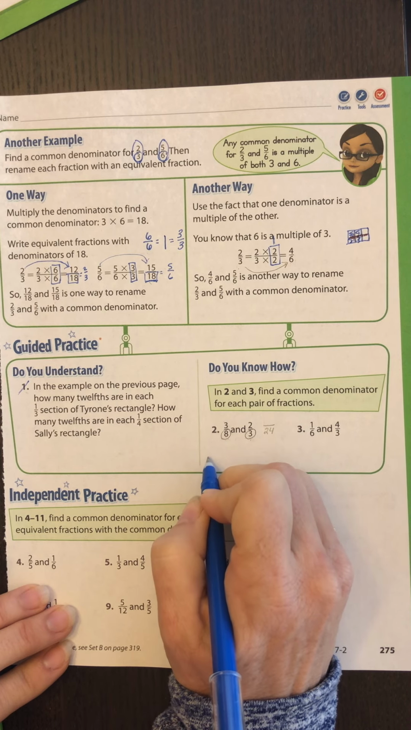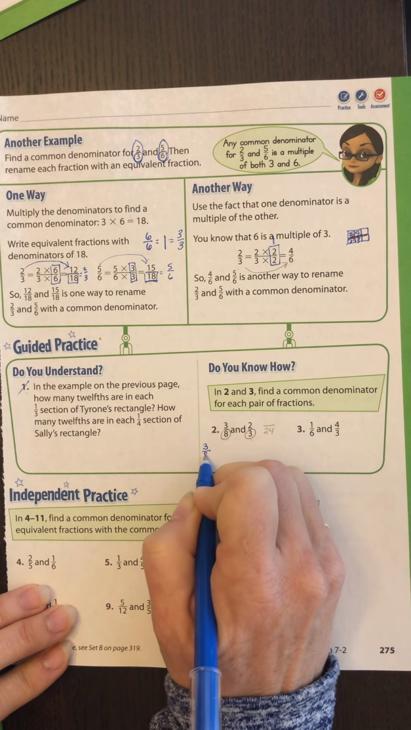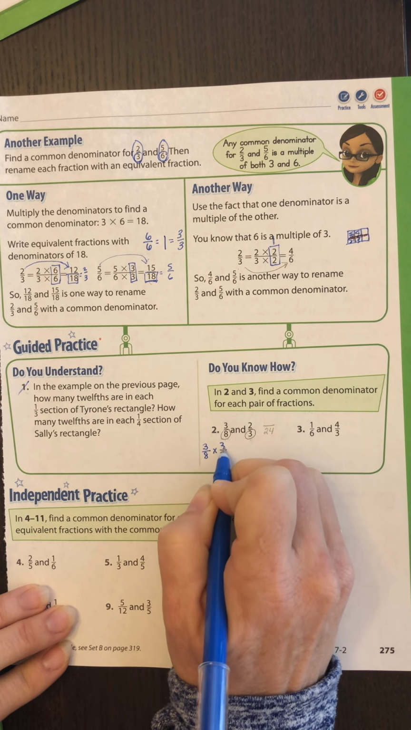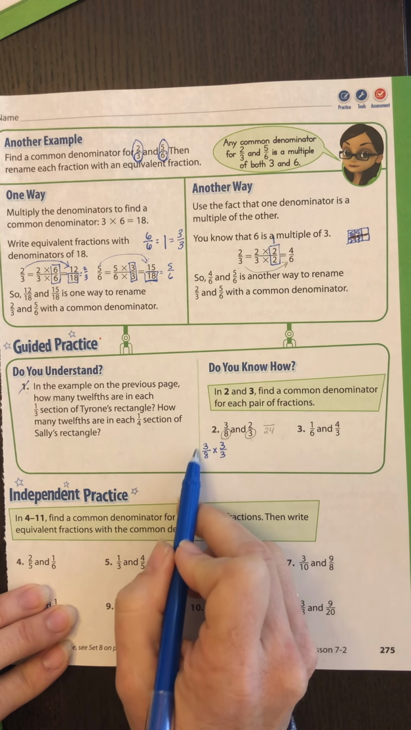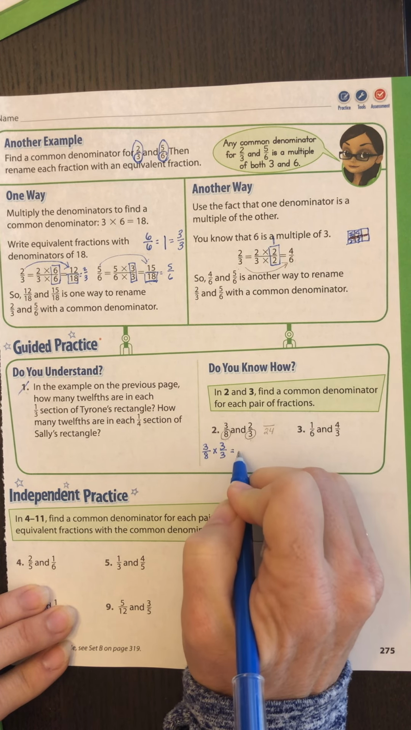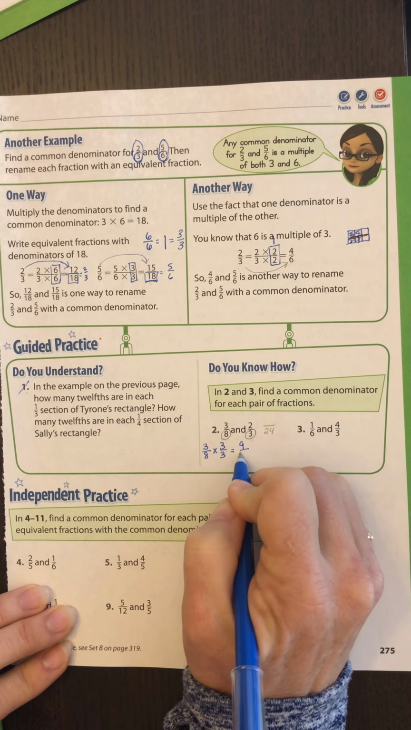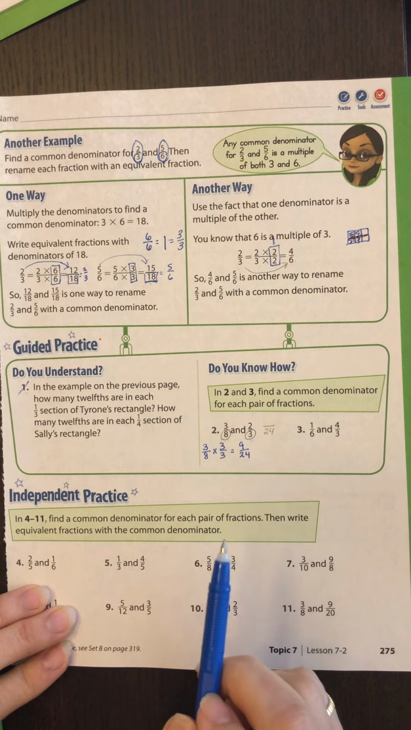How do I get from 8 to 24? I multiply times 3. So my first fraction, 3/8, I have to multiply times 3/3. Remember, that's 1 whole. I'm not changing my 3/8 to a different fraction. I'm just renaming it to another fraction that means the same. 3 times 3 is 9. 8 times 3 is 24. So 3/8 is equal to 9/24.